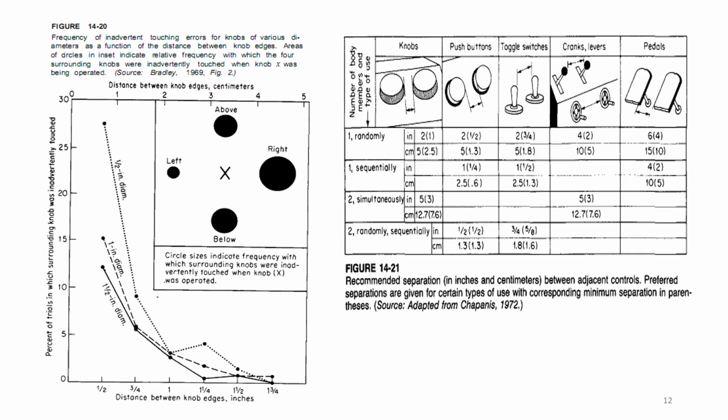This is a graph showing the frequency of inadvertent touching errors of knobs of various diameters as a function of distance between knob edges. And you can clearly see the percentage of trials on the y-axis and the distance between the knobs. On the right side you have different categories of controls, and based on the use, that is randomly used or sequentially used, you have different distances that should be maintained. For example, knobs, push buttons, toggle switches, crank levers, or pedals, etc.